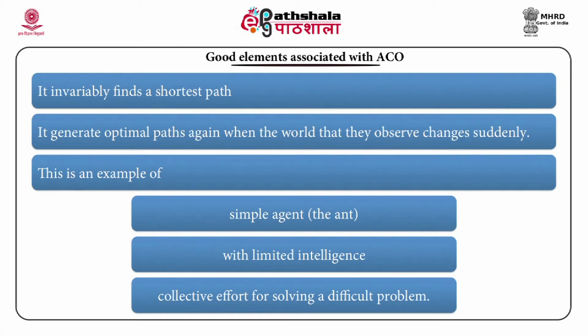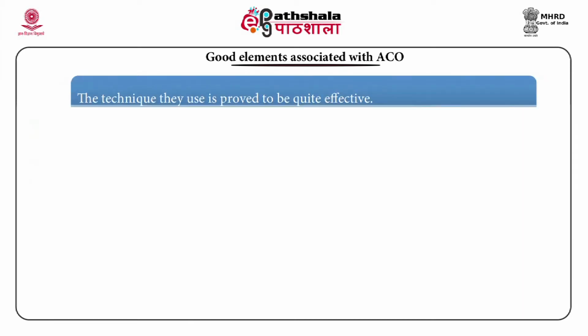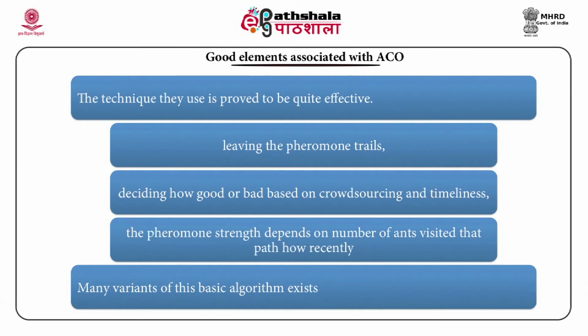And there are three good things about it. It uses a simple agent. The ant is a very simple agent with very few functions and very limited intelligence. But the biggest advantage is that it uses collective intelligence. People use a lot of other names for this, and one very good domain called crowdsourcing is also doing something quite similar. We have already seen leaving pheromone trails and deciding. There are a lot of variations of this basic algorithm. We are not going to discuss them, but there are multiple ways you can use this algorithm.